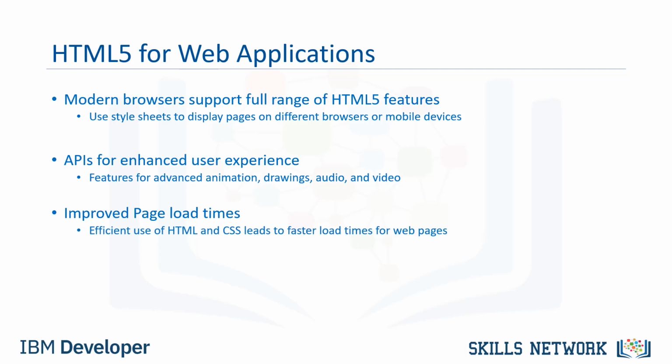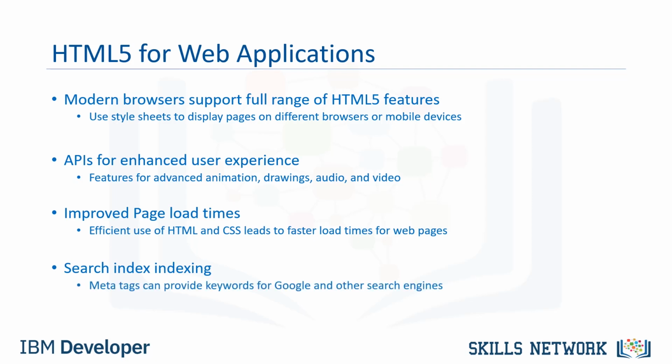The efficient use of HTML and CSS while reducing the number of images can lead to faster load times for rendering web pages. Search engine optimizations can use keywords that are taken from HTML attributes to improve the visibility of a website when search results are displayed. The meta tags shown are used to provide information to search engines.